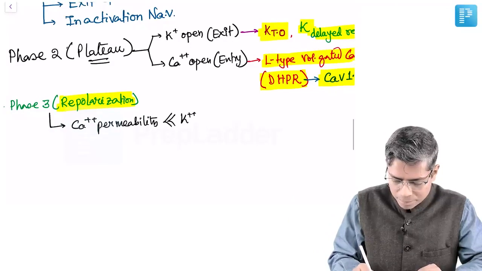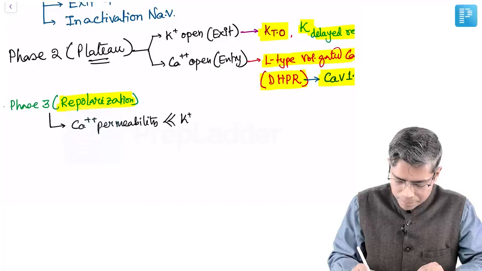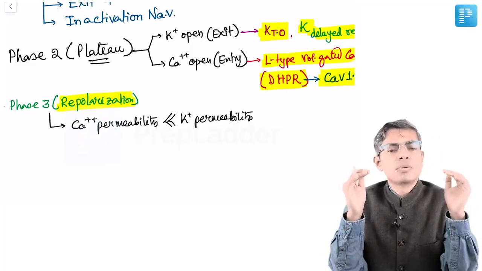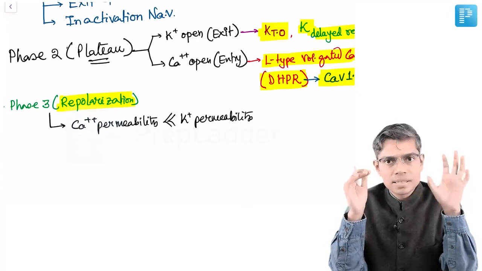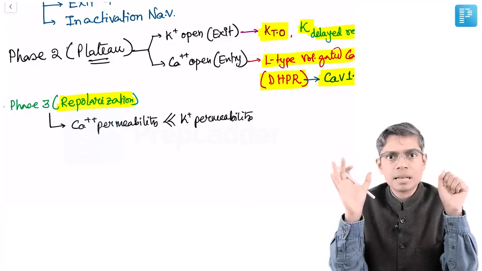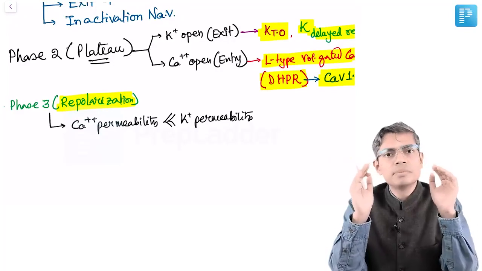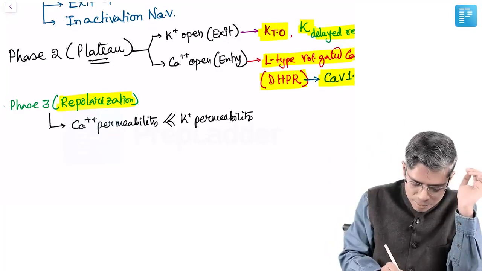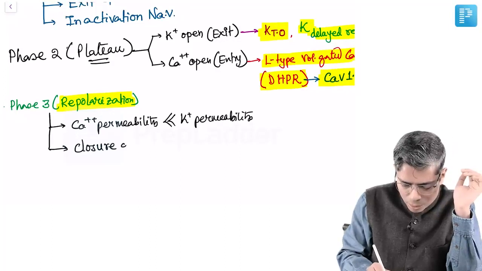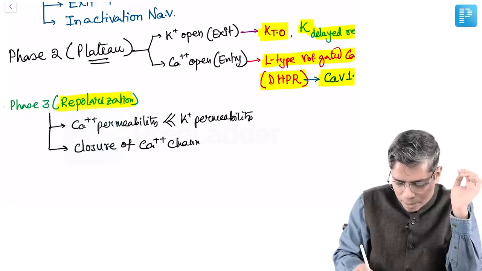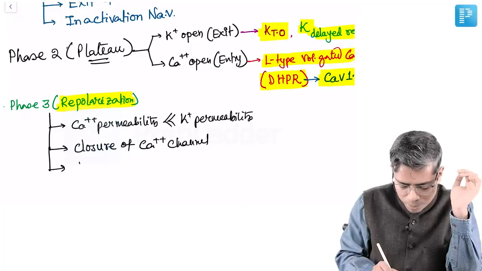lesser than potassium permeability, right? Getting my point? So whenever the two channels are open proportionally, the plateau is there. But whenever the calcium channel number is decreasing in proportion to the potassium channel number, then phase number 3 will start. At the end of phase number 2, obviously there will be closure of all the voltage gated calcium channels, but the potassium channel is still open.